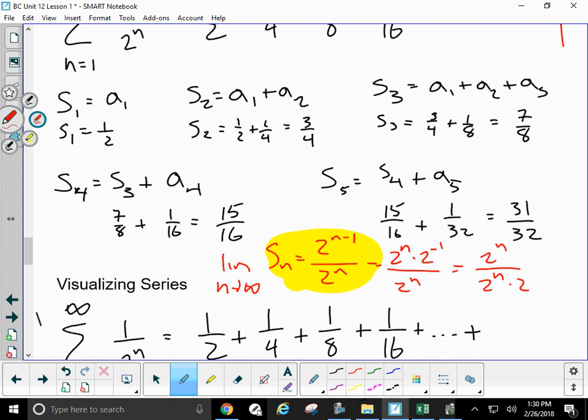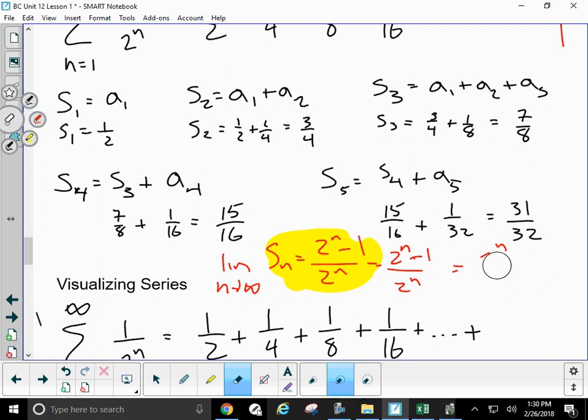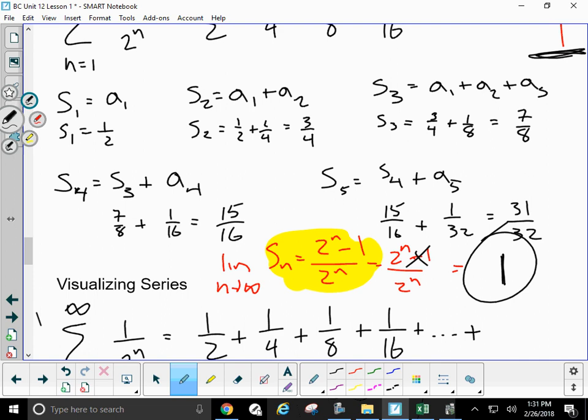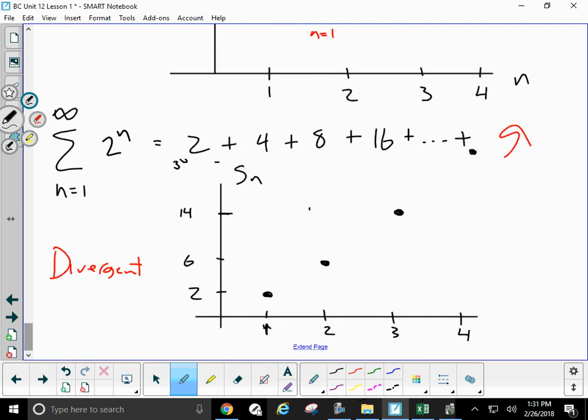This is not 2 to the n minus 1/2, it's 2 to the n minus 1. Let me change this back. I made a mistake here. So that's 2 to the n minus 1 over 2 to the n. You look at the limit as n approaches infinity. This is going to approach 1 because the 1 is insignificant. And that's what we found using our calculators and looking at the partial sums. Okay? All right, so that's a good start on things.